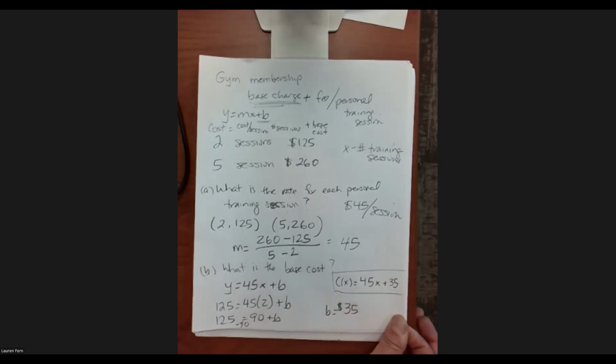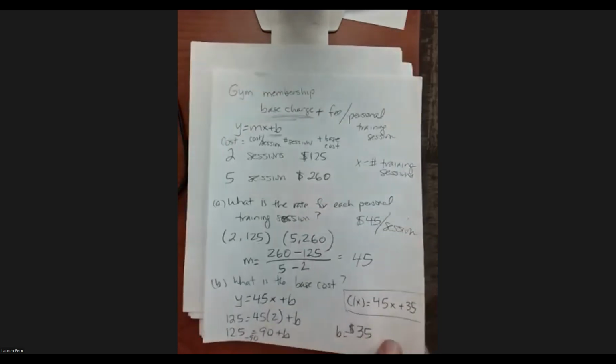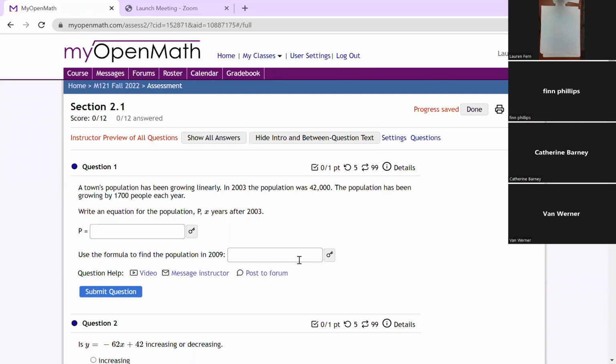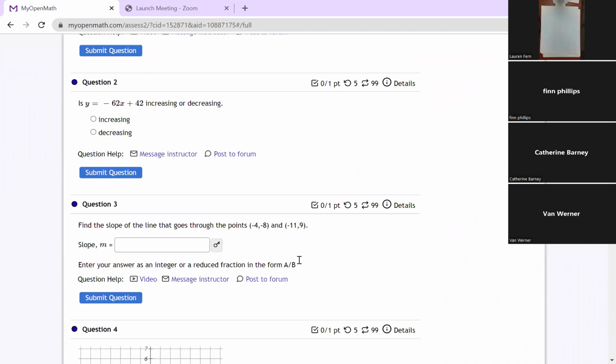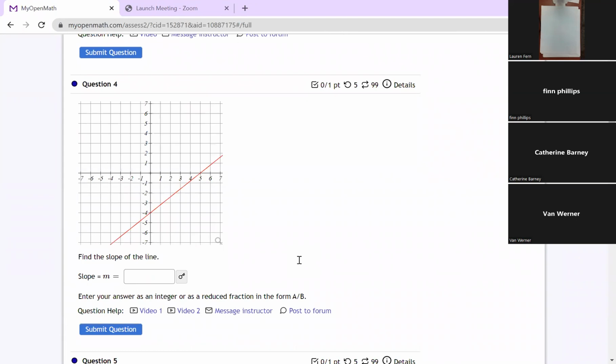All right. I am now going to share my screen with MyOpenMath. Hold on. First, I have to open it. There it is. Okay. So we're about ready to assign this section. But I just want to do a couple of problems together just to be sure you're all cool about this.